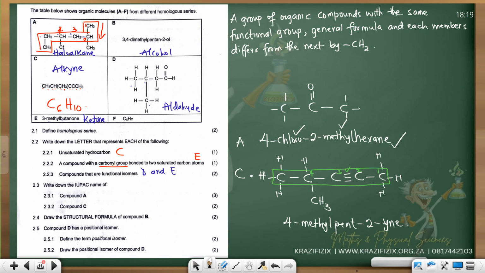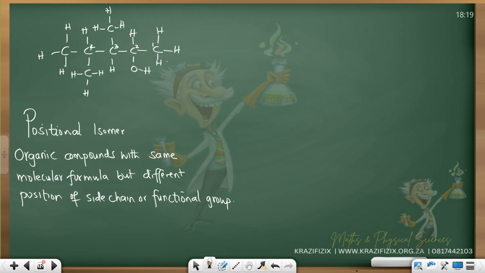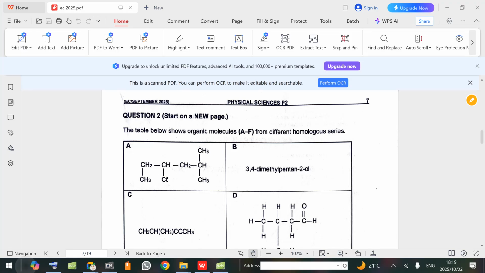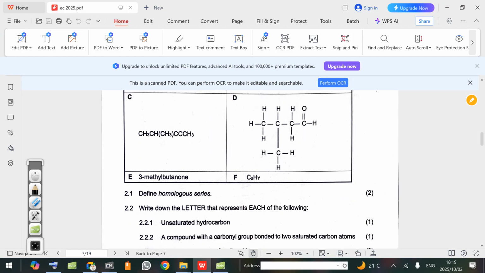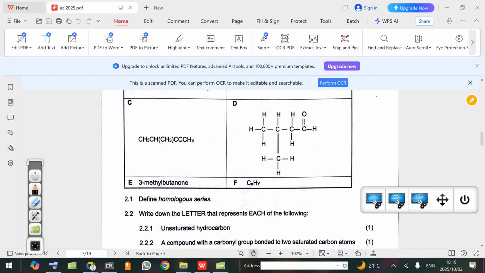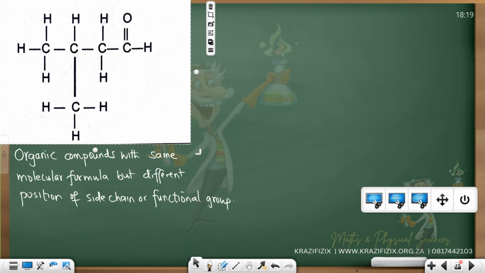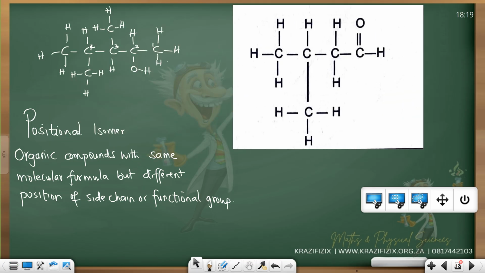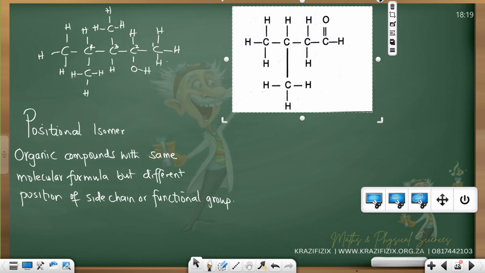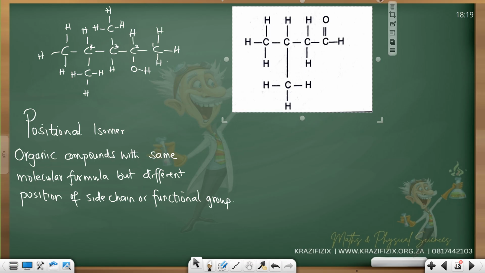Compound D. Can we draw the positional isomer of D? All right, 1, 2, 3, 4. So we have 4 carbons, and then on carbon 2 we have a methyl. So we have the, let's be smart again. Okay, we want to draw the positional isomer of this one. Okay, what do we need to do? We can just move the methyl group, that's all.